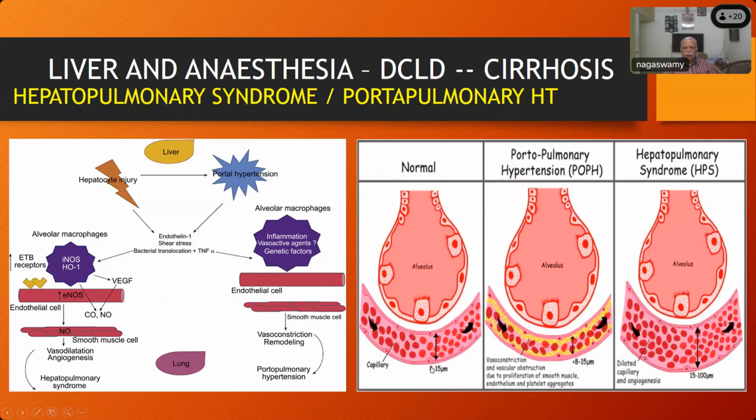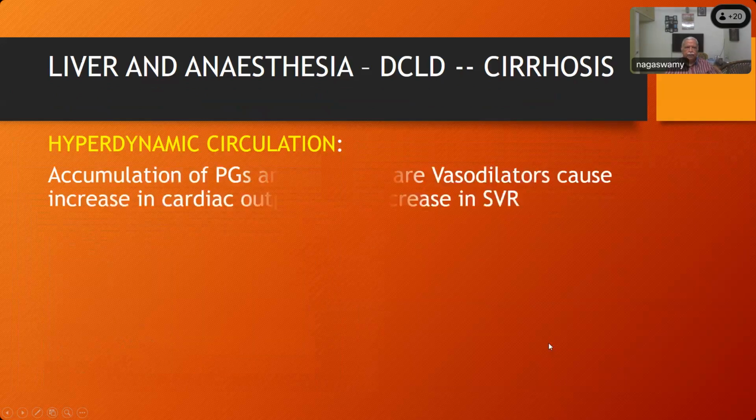So if you see this picture, in a normal lung, there is an alveolus and there is a capillary subserving each and every alveolus. In portopulmonary hypertension, what happens? There is a vasoconstriction and a vascular obstruction leading to an increase in the pulmonary pressures. Whereas in hepatopulmonary syndrome, there is a dilated capillary and angiogenesis also, causing excessive blood flow and shunting. This increases the pulmonary pressures mainly.